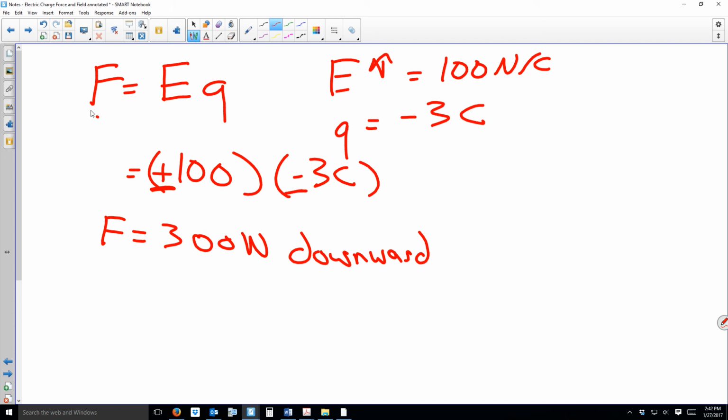This is an example problem. This is part of the next section of the unit, the actual equations stuff. So, force equals EQ. If you have a problem that says anything about electric field and has numbers, you have to use that equation. There's no other equation that we have.